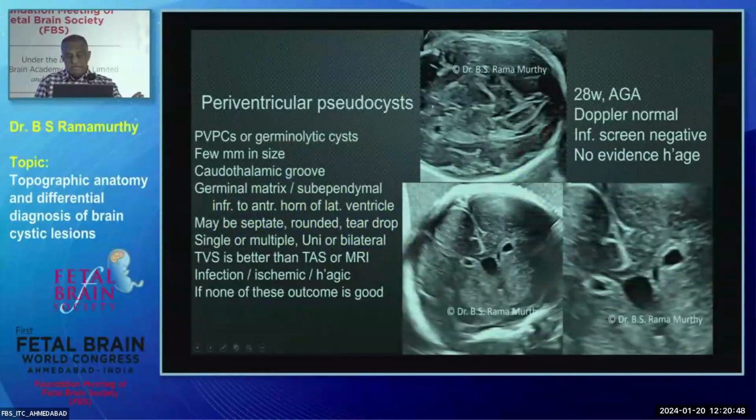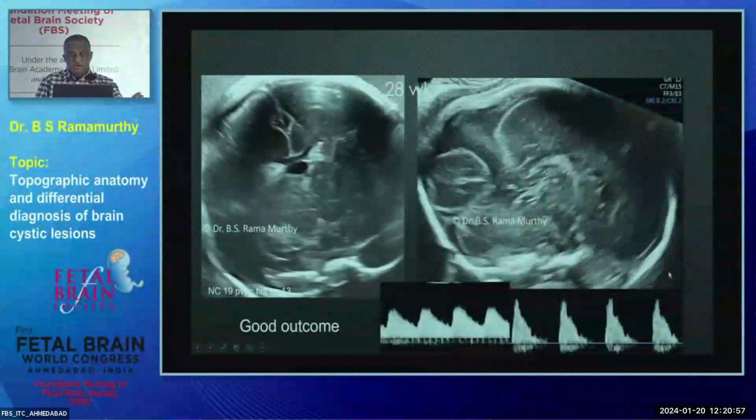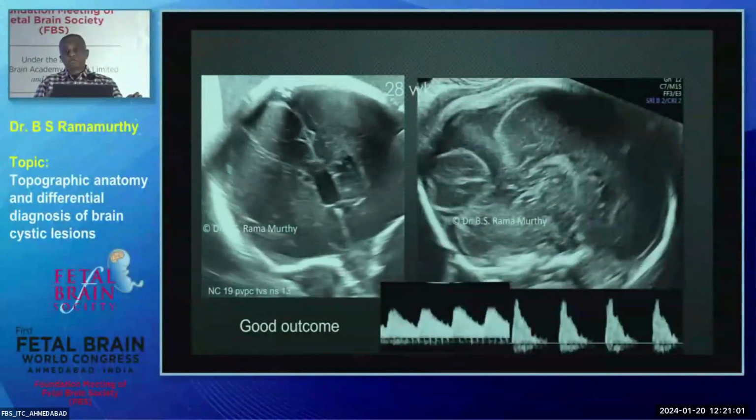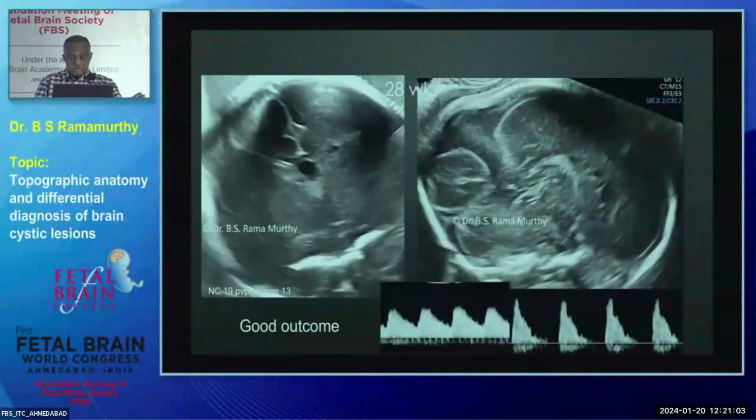These are periventricular pseudocysts under the ventricle, bilateral, symmetric. You can see the ventricle, which is actually compressed and above. And if your Dopplers are normal, you've ruled out infection, there is no hypoxia, and so on and so forth, these fetuses actually do well.